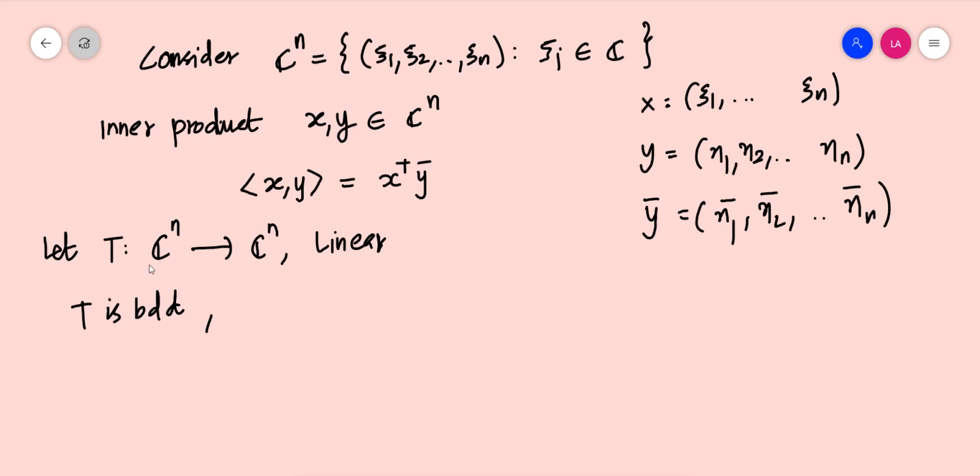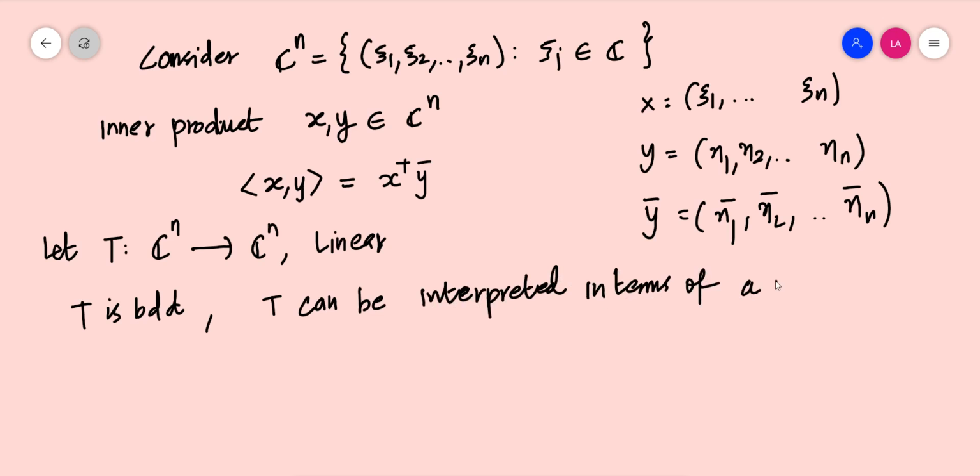Now T can be interpreted in terms of a matrix, let's say A, which is true because every linear transformation from a finite dimensional space onto another finite dimensional space has a matrix form. Here, this should be an n by n matrix. Let that matrix be A.